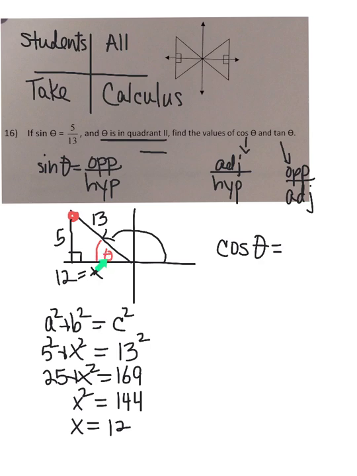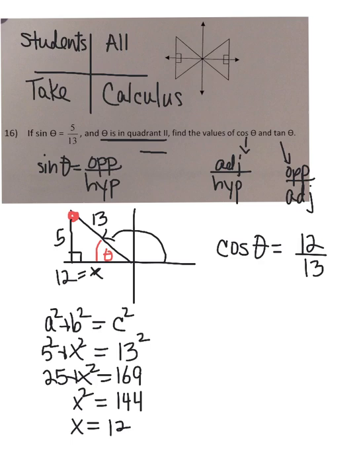And the side that's adjacent to this angle is 12, and the hypotenuse is 13. So I'm going to write 12 over 13. Now, here's where we have to just be a little careful.